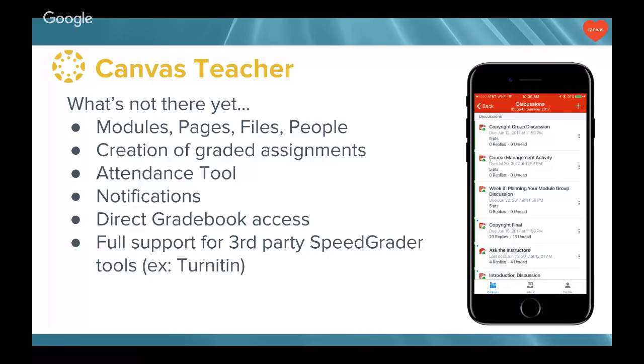There's no direct gradebook access, but when the context cards are available, hopefully here soon, you'll be able to see most of the students' or all the students' grade performance in one place. And the last one is full support for third-party SpeedGrader tools. You'll see some information when we talk about SpeedGrader. You'll see some of the information from like Turnitin, but it's definitely not full-featured, and it's something that hopefully will be improved over time. So some of this stuff isn't here yet, so I just wanted to answer that.